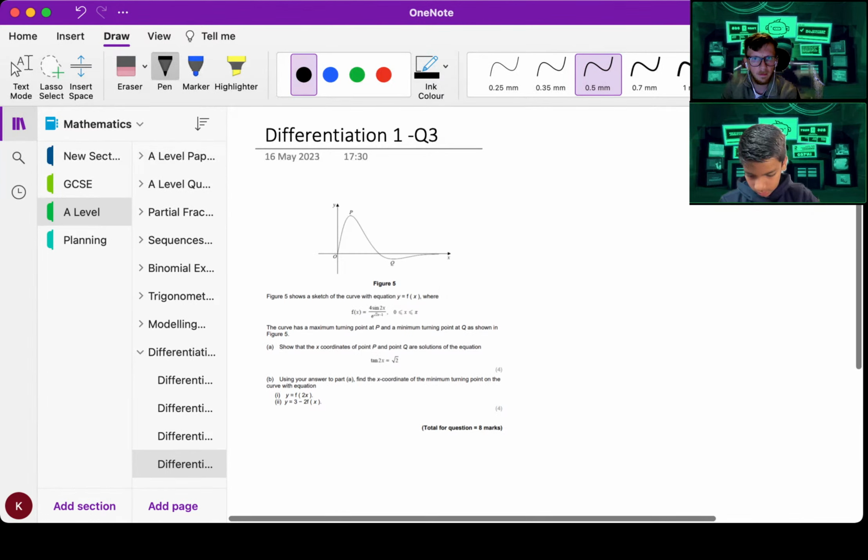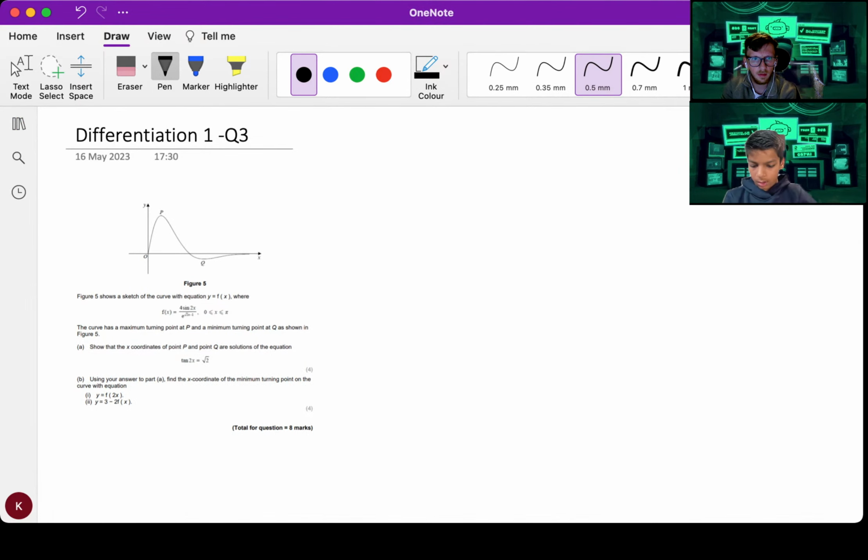So question 3. We've got a graph that shows, figure 5 shows a sketch of the curve y equals f of x, where f of x is 4 sine 2x over e to the root 2x minus 1, has a maximum point at P and a minimum point at Q, which are both shown in the diagram. Show that the x-coordinates of P and Q are solutions to the equation tan equal to. And then part B is a graph translations question, but we're more interested in part A, but we'll do part B as well.